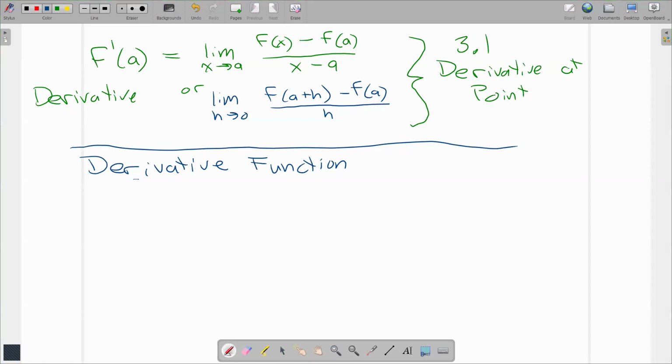So we'll review some derivative at a point problems, some harder ones from the homework. And then we're going to move on to section 3.2, derivative of function. So that would be f prime of x.